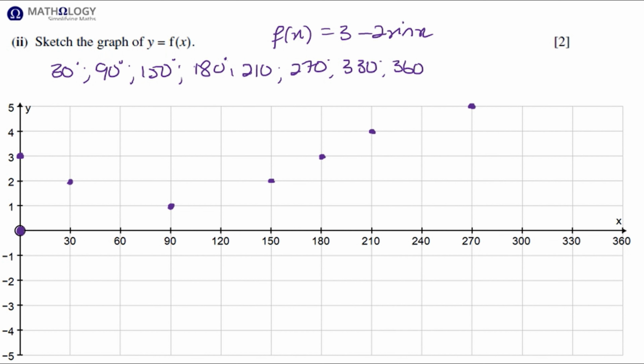And you can see what the next value is going to be. At 330, we're going to come down to 4. And then at 360, we will have 3. And you can do that by symmetry. And then just draw a nice, smooth curve through the points.